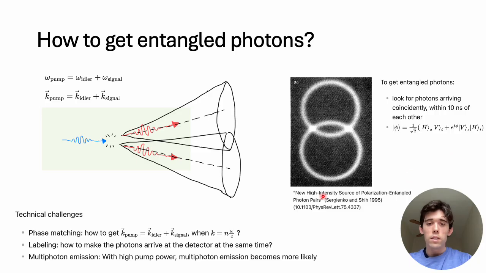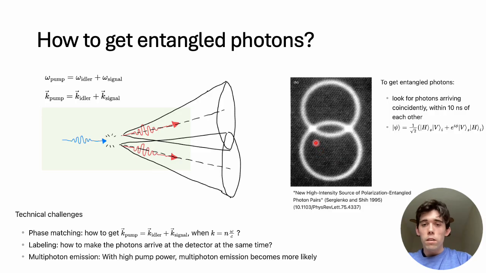A couple challenges to mention are that we need something called phase matching, which is equivalent to this momentum conservation relationship. But this is challenging to actually do in practice because the k-vector of the material is dictated by the index of refraction at that particular frequency. So we have to choose the correct crystal and use the correct orientation in order to get the right phase matching.